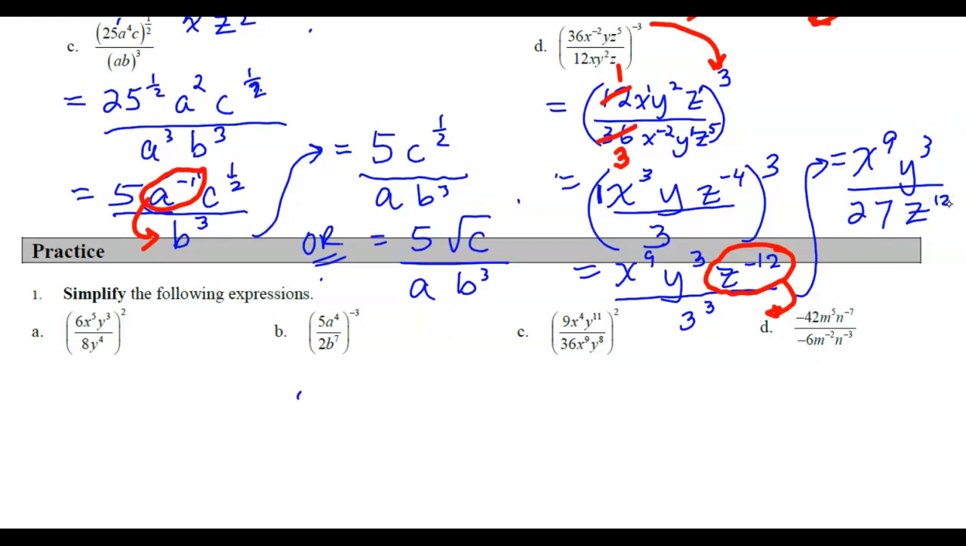Okay, so that's the last example we're doing together on this. You can start on the practice while I'm handing back your quiz, and then we'll take that up.